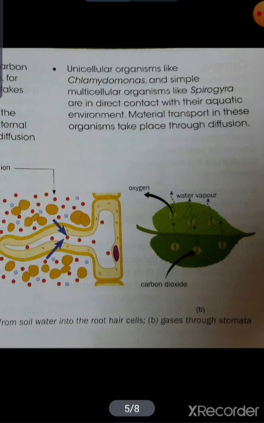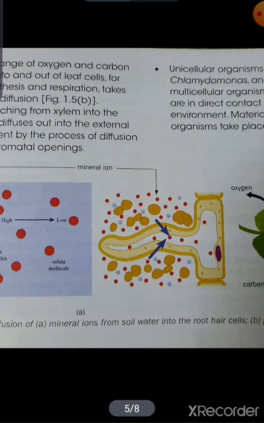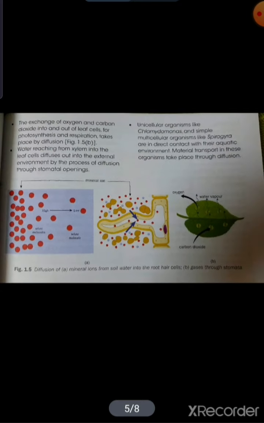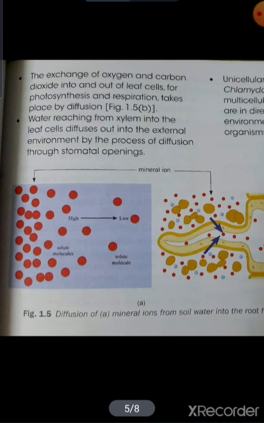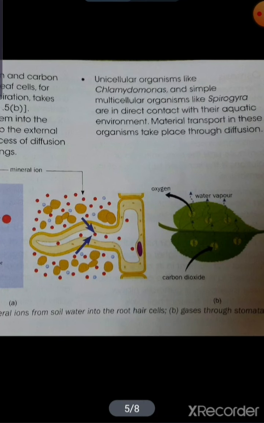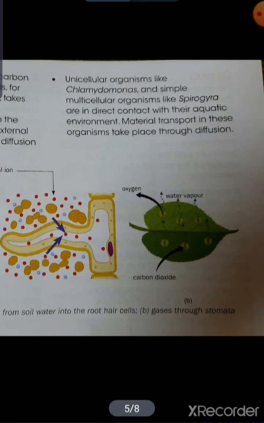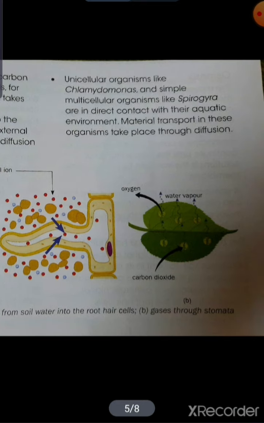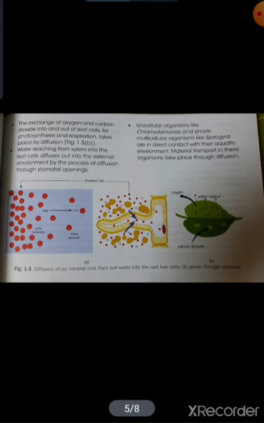material will occur through the process of diffusion. Okay, so these are the three processes being shown. The first one shows how diffusion occurs. The next shows how diffusion occurs from the soil to the root hair cells, and the next shows the release of water molecules from the leaf cells by the process of diffusion. So that is the first process, which is diffusion.